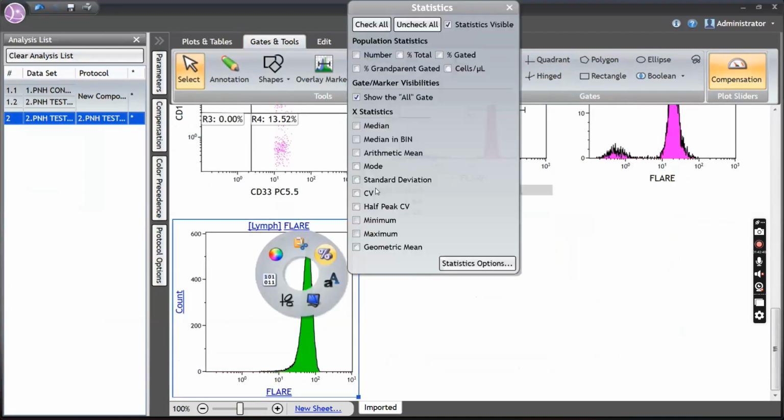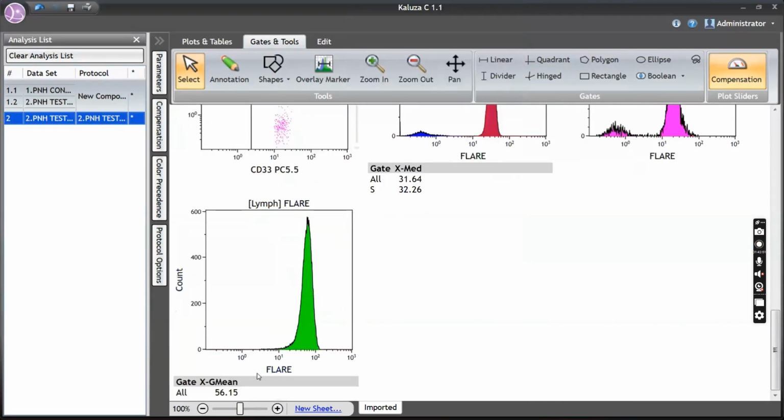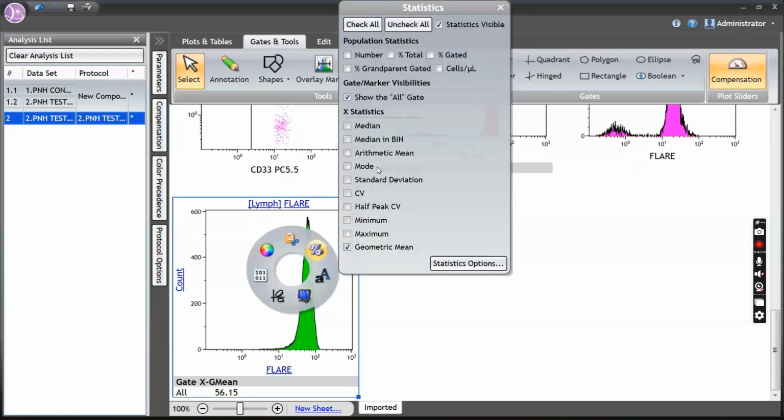Similarly, you can check even mean fluorescent intensity, where you select either the arithmetic mean or geometric mean. So this is mean fluorescent intensity, this is median fluorescent intensity. Normally we use median. Similarly, other parameters include CV, half peak CV, mode, standard deviation, all these things are there.